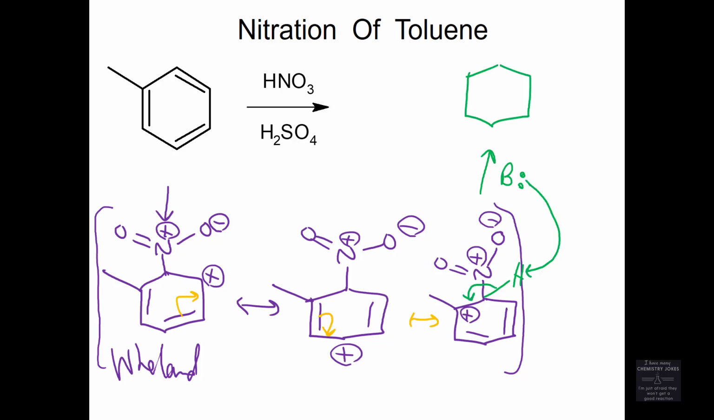And then finally, some base in solution comes to take a hydrogen from the carbon where you added the new group. That's super important. From the carbon where you added the new group. Okay, this is ortho. But before we discuss details about which Wheland intermediate is more stable, let's move on and draw meta.